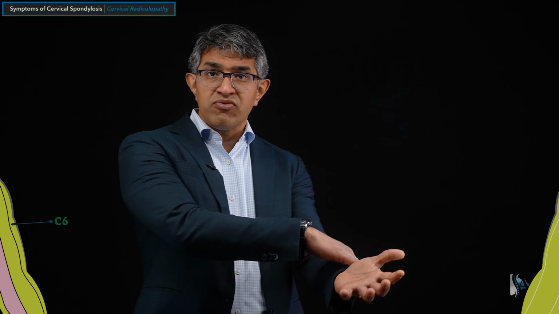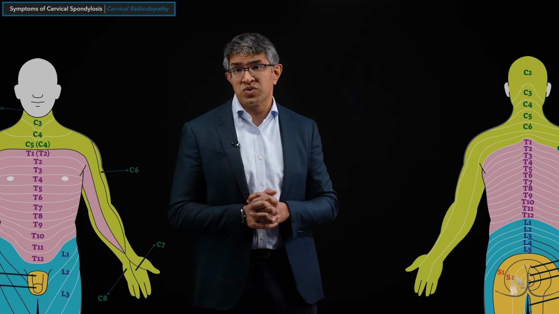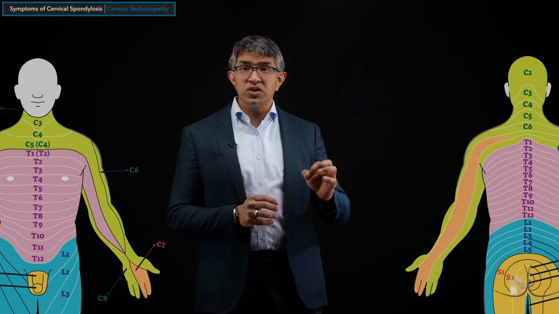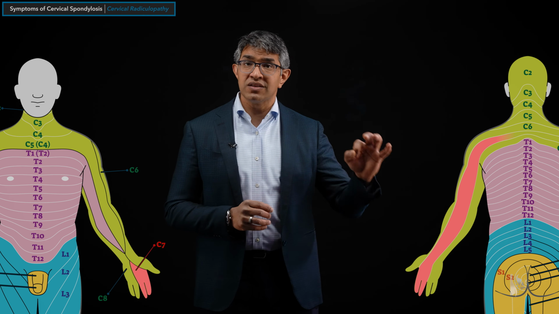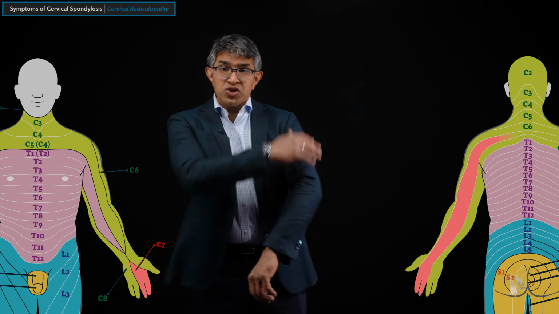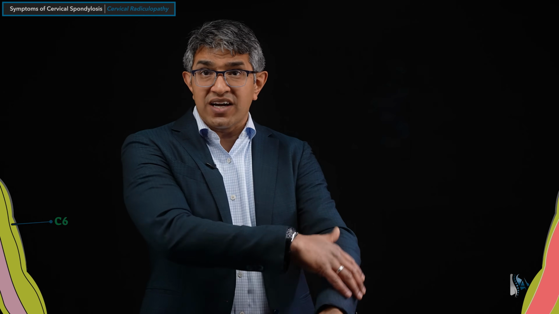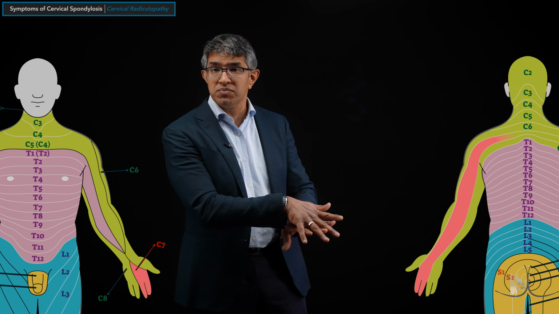Classically down the arm, forearm, down into the thumb and the index finger. A C7 radiculopathy is the next one to talk about really. That's usually from the C6-7 level. The typical distribution is down the back of the arm, the back of the forearm, down to the back of the hand, classically the middle finger. That's where people will typically describe it.